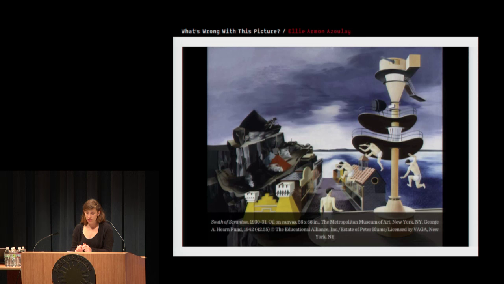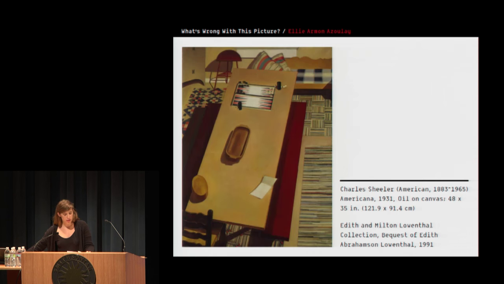Basically, these were works that were about 10 years old and had been celebrated because they had been exhibited in various museum shows and reproduced in magazines and many other publications. So this is a painting by Peter Blume, South of Scranton, and this is Charles Sheeler, Americana, both from the beginning of the 1930s. So here are two examples from the exhibition.